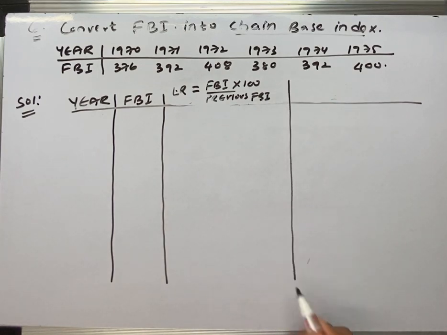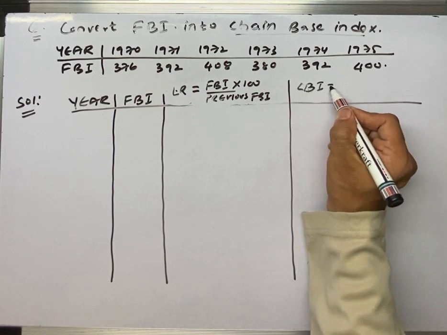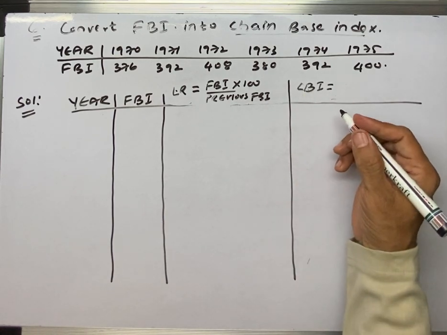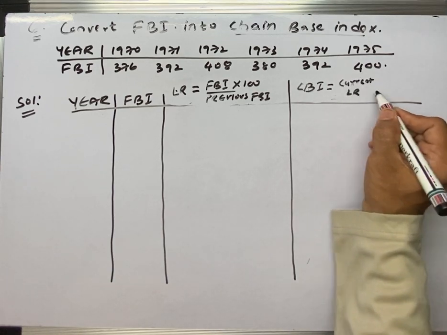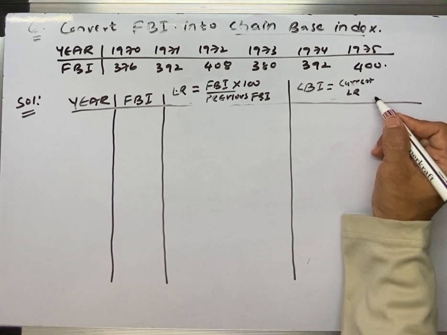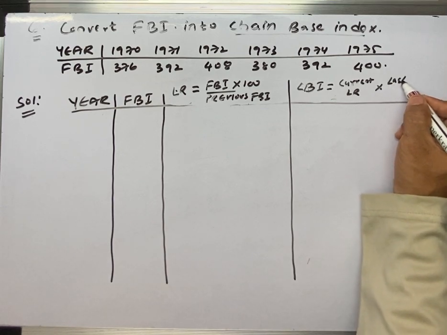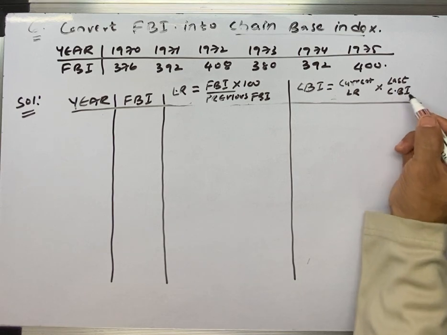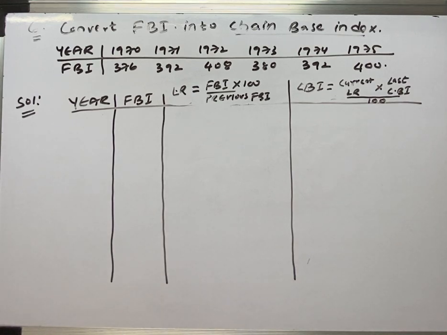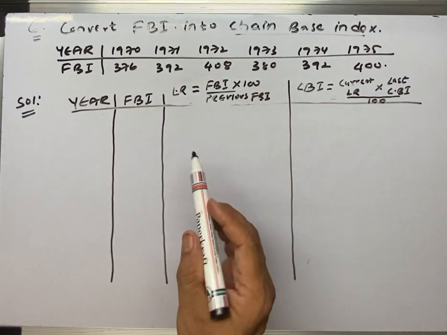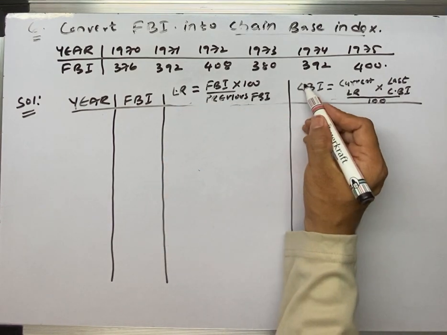Then after link relative, what we have? Chain base index. Chain index or chain base index equals current LR into chain index last year divided by 100. How to calculate? I'll show this. To find chain base index, you have to form two columns, link relative as well as chain base index, CBI.